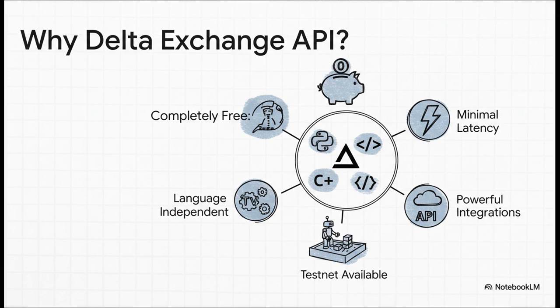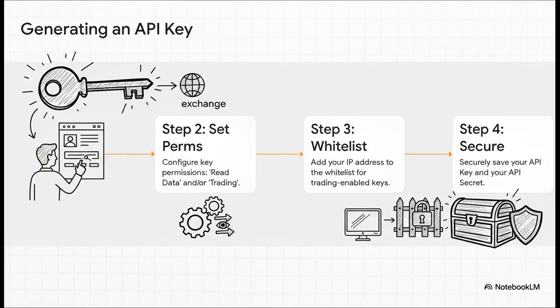Okay, so why should you care about this API specifically? Well, the perks are pretty awesome. First off, it's totally free, no hidden costs. It's also built for speed. We're talking lightning fast, so your orders get in right when you want them to. And this one is huge. It has a testnet. That means you get a full-on practice sandbox to test and perfect your bot without risking any real money. A total game changer.